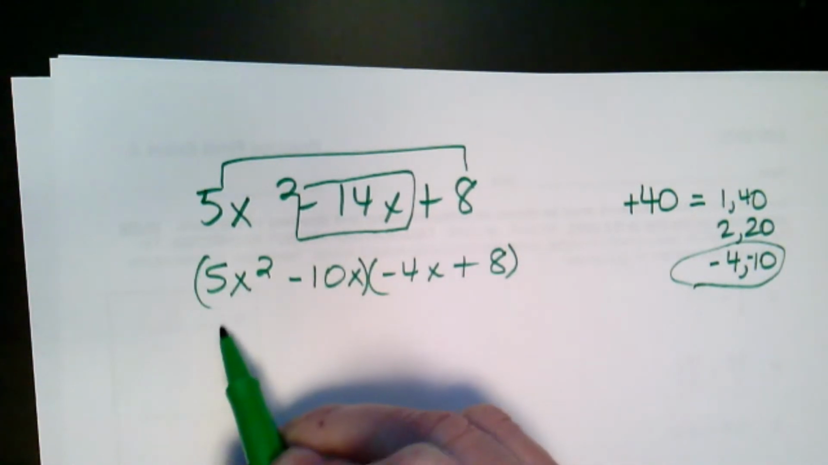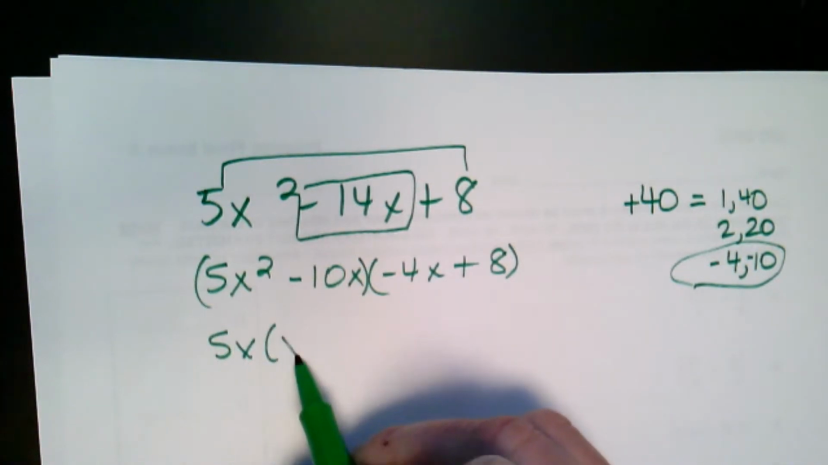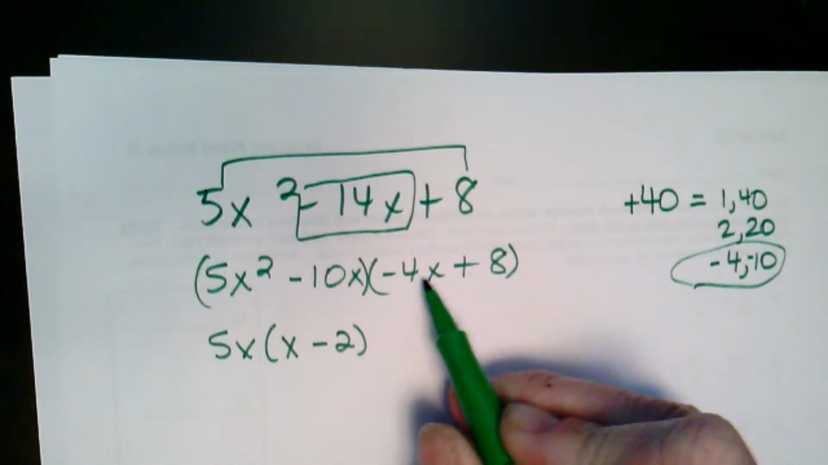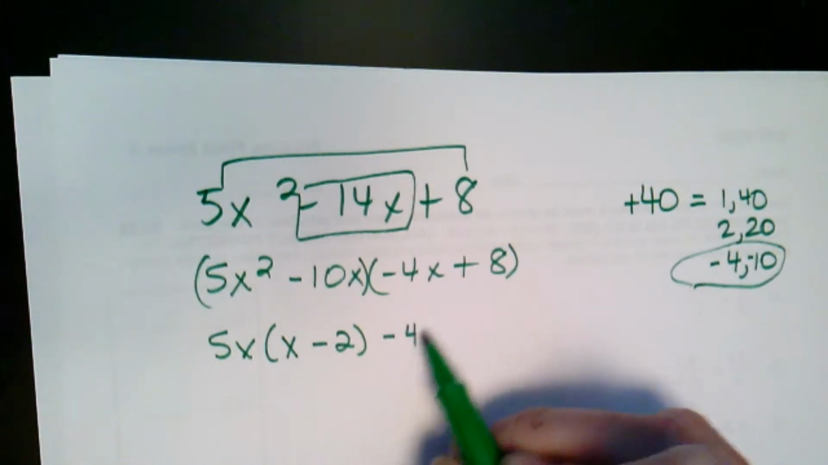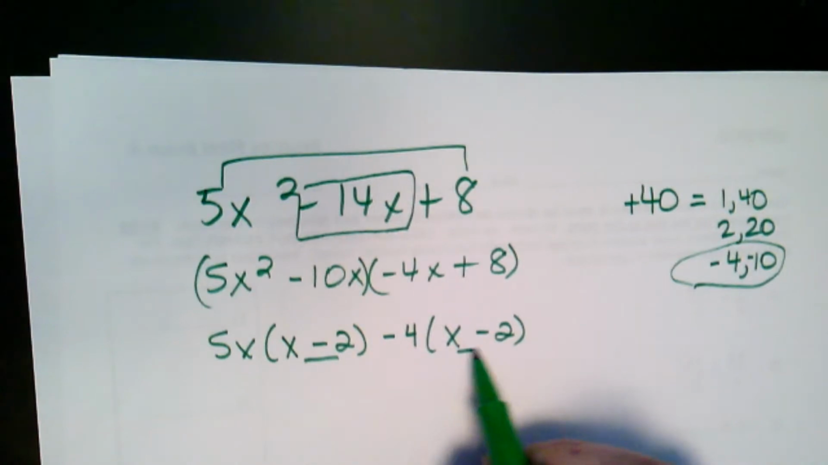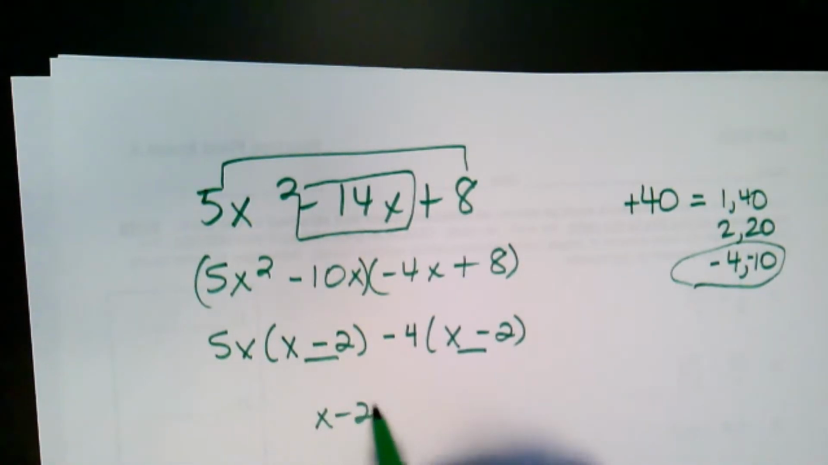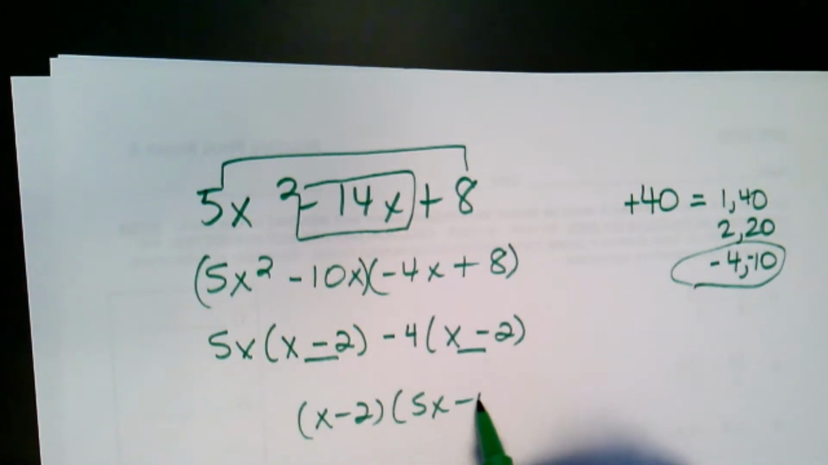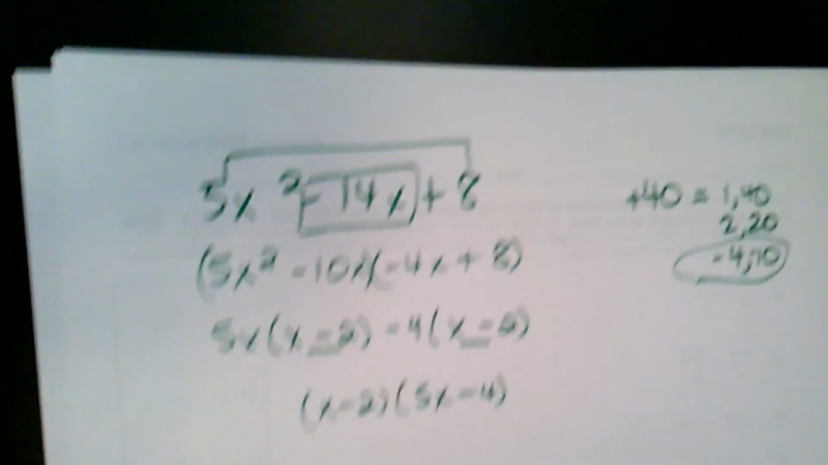Factor this one first. We can take out a 5x, and I'm left with x minus 2. And then here I'm going to take out a negative 4, and I'm left with x minus 2. So yay, we have the same parentheses. And then what is left is our other parenthesis.